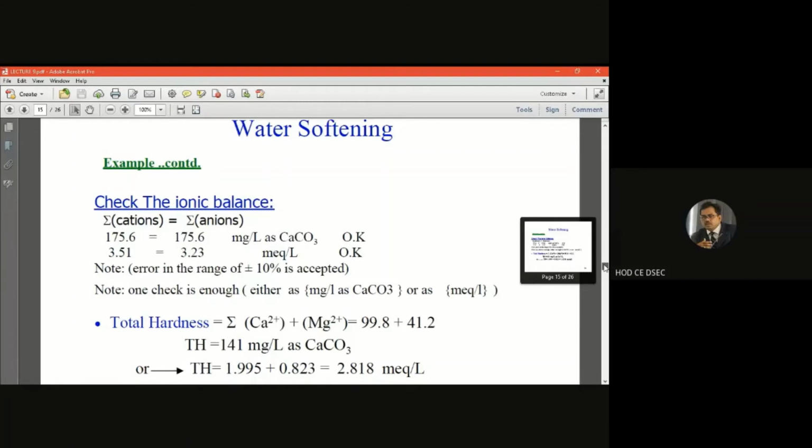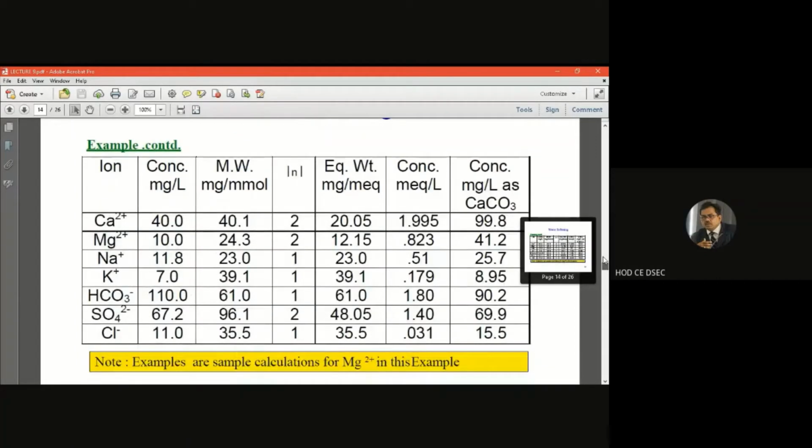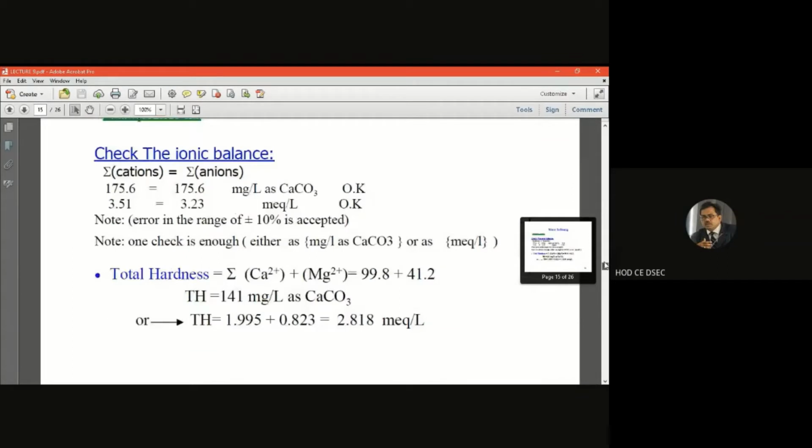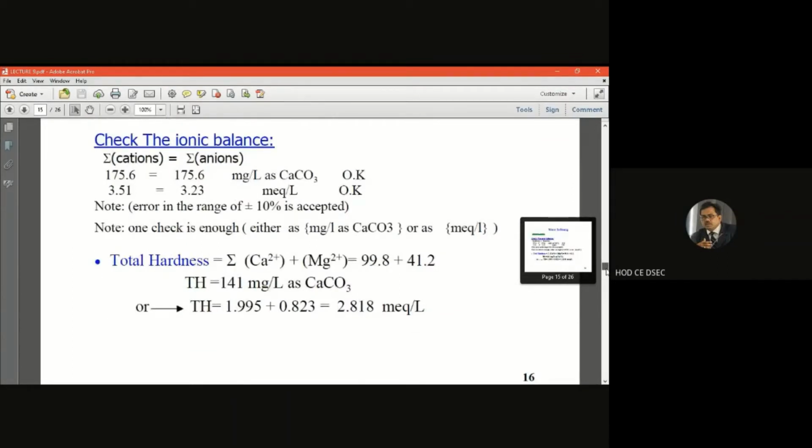In a different unit, milliequivalent per liter, 1.995 plus 0.82 plus 0.51 plus 0.179, these 4 positive cations give you sigma cations equal to 3.51. After checking, you will find that sigma anions in milliequivalent per liter is 3.23. This may not be exactly equal to 3.51, but we have found 3.23, because a plus or minus 10% error is accepted. So let us accept it because it is within the 10%.